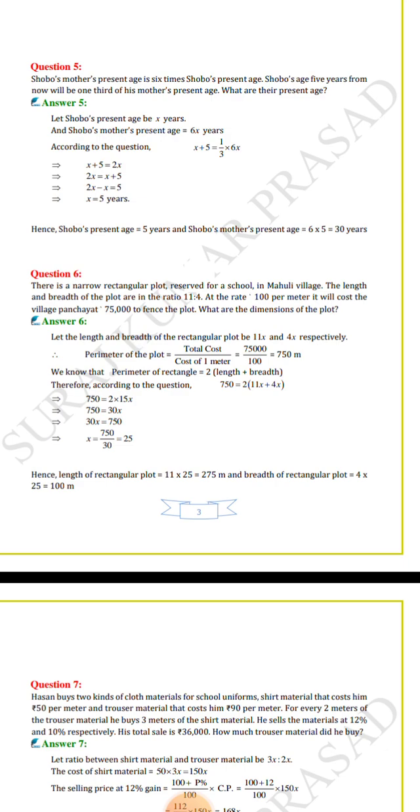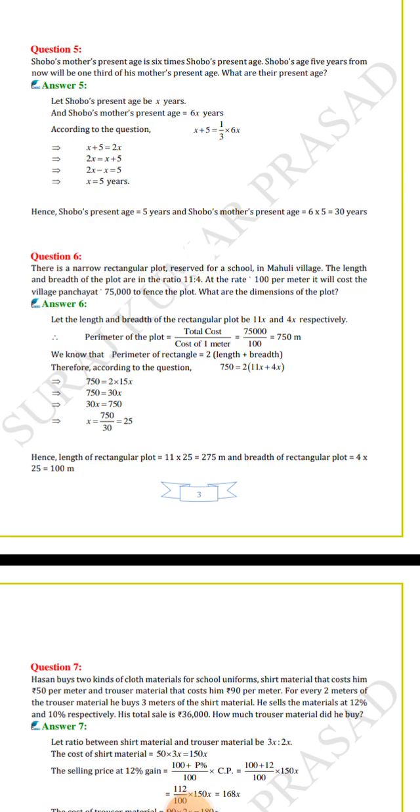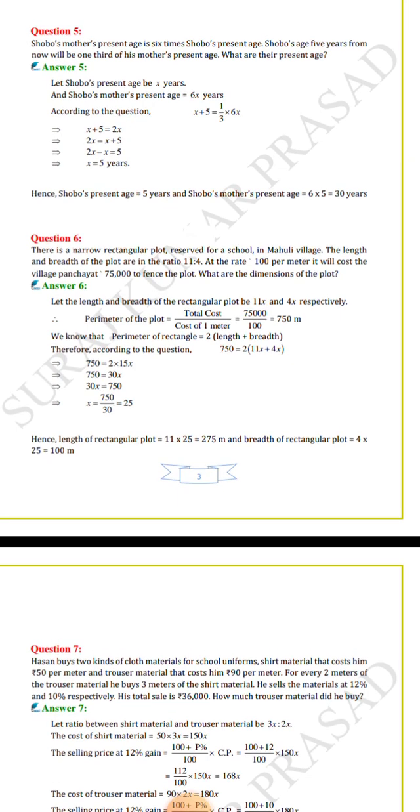Let's solve question number 6. There is a narrow rectangular plot reserved for a school in Mahuli village. The length and breadth of the plot are in the ratio of 11 is to 4. At the rate of 100 per meter, it will cost the village panchayat 75,000 to fence the plot. What are the dimensions of the plot? Let the length and breadth of the rectangular plot be 11x and 4x respectively. Perimeter of the plot equals total cost by cost per 1 meter.